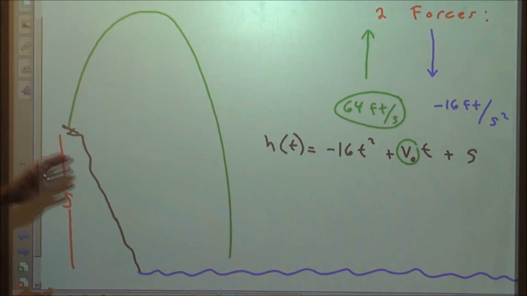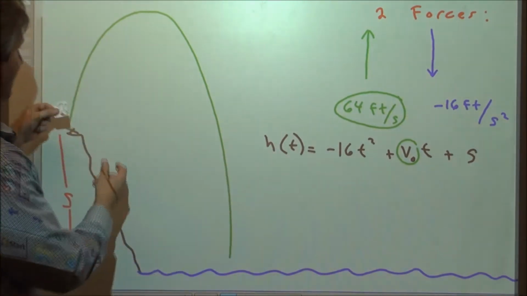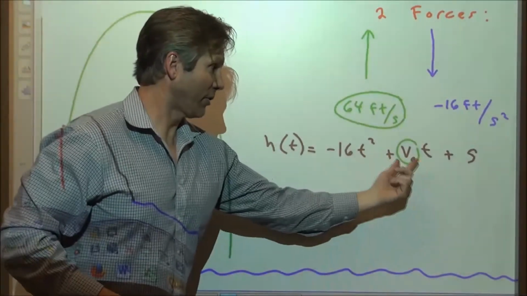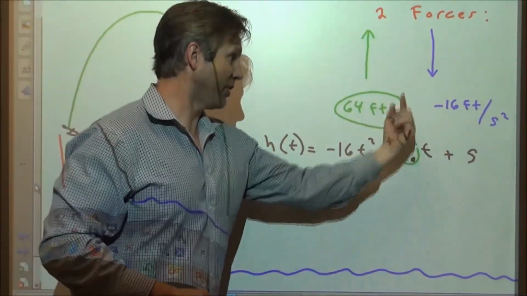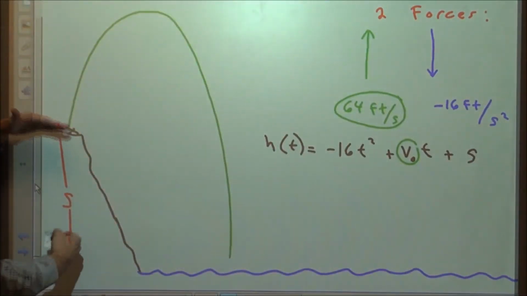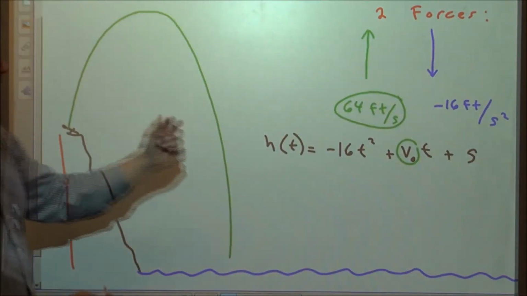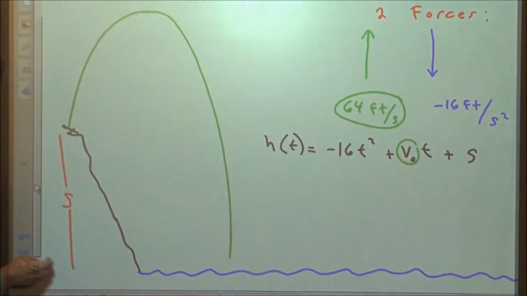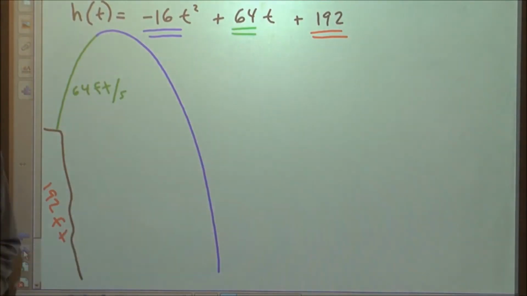Anyway, so the function for the height of Fluffy after t seconds: the linear term is she's going up at 64 feet per second. The constant term is how high the cliff is that she's being launched from. The quadratic term is the force of gravity pulling her back to Earth. So here's what we have.